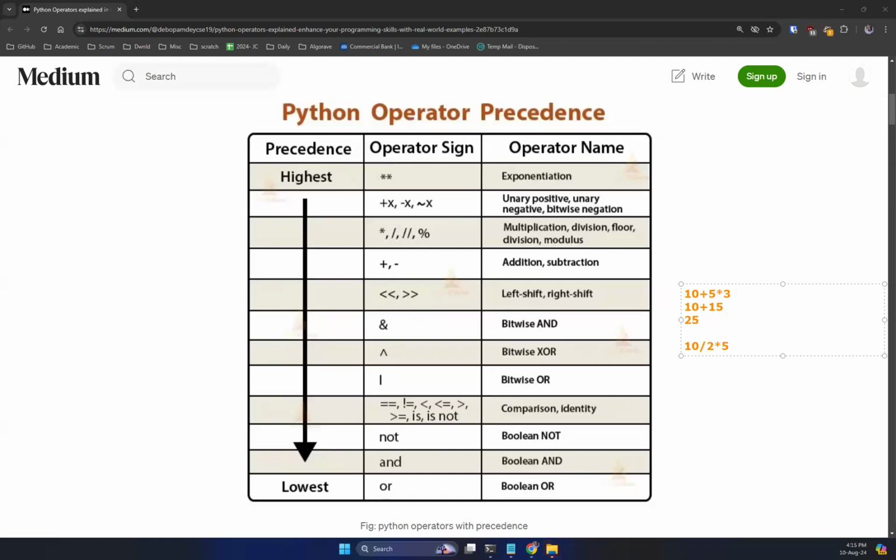25. How do you get 25? First 10 divided by 2, then the answer is 5. 5 into 5. Right, okay, why does division get the first priority? Yes, the answer is correct. Now, why?